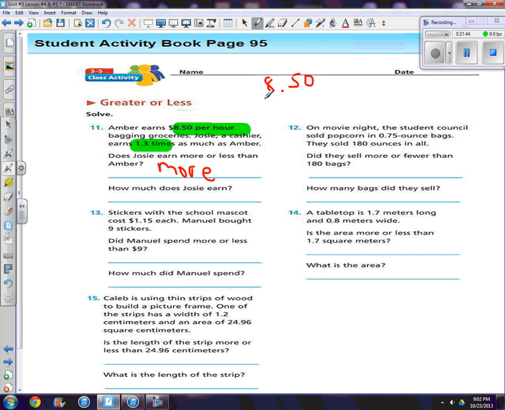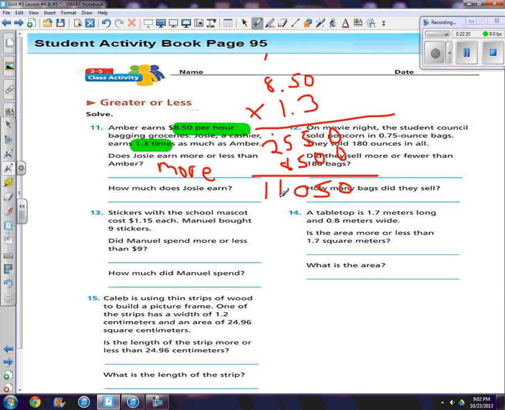8.50 times 1.3. Not worried about the decimals until you get to the end. 3 times 0 is 0. 3 times 5 is 15. Carry the 1. 8 times 3 is 24 plus 1 is 25. And then like I said before, I like to bring my 0 down right away. 1 times 0 is 0. 1 times 5 is 5. 8 times 1 is 8. 0, 5, 10, and 11.